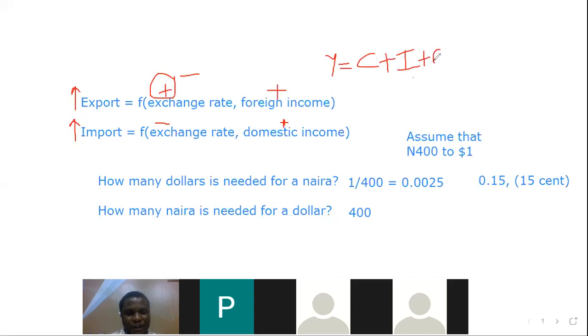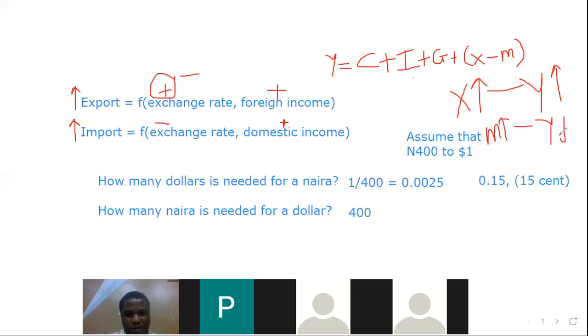That means in your model of Y is equals to C plus I plus G, all right, plus X minus what? M. In that model, remember, if export increases, what happens? GDP will what? Will increase in this model. But if import increases, what happens? GDP will what? Will reduce.